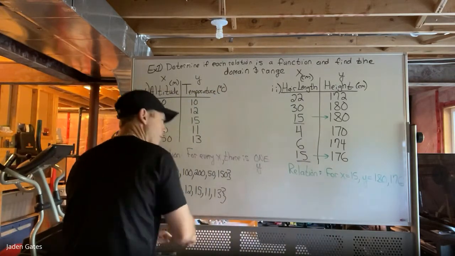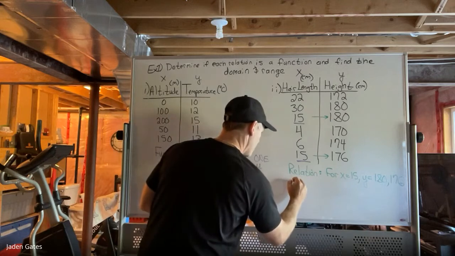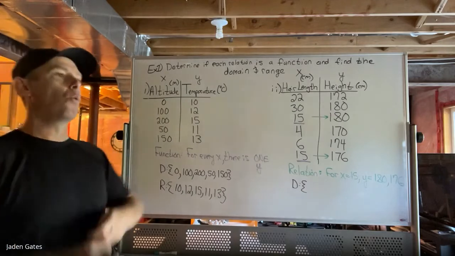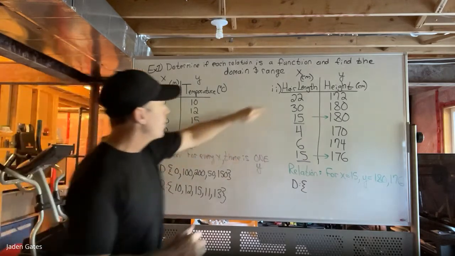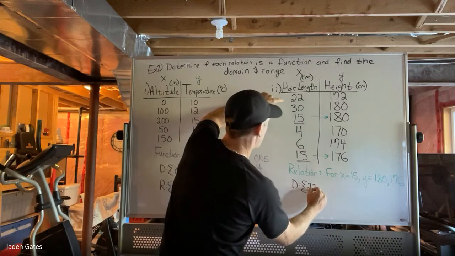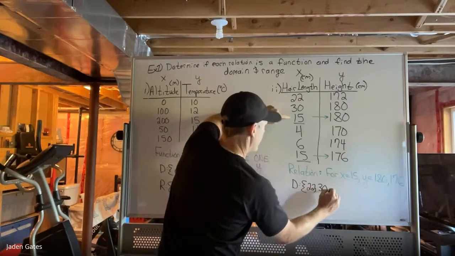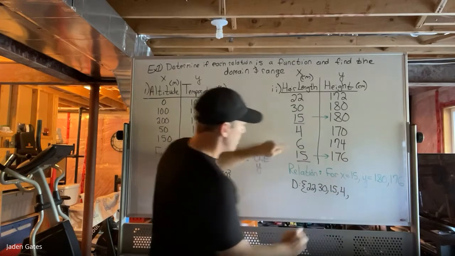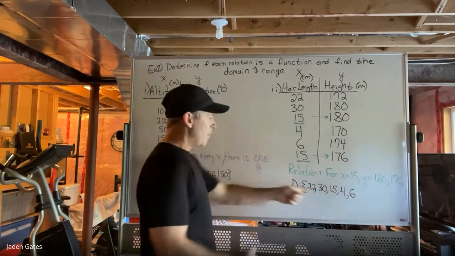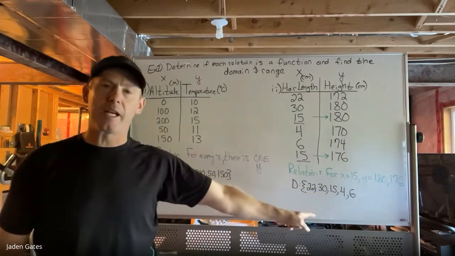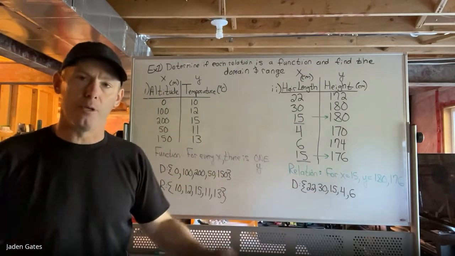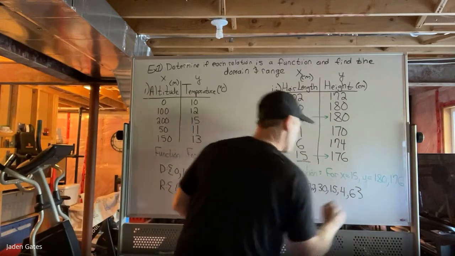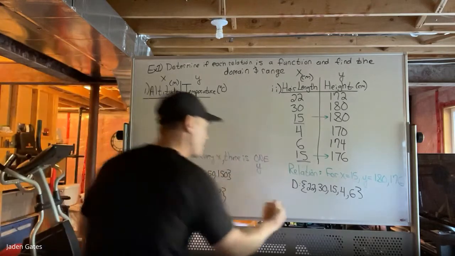All right, now the domain and range. Same idea as we did before. All right, well, the domain is what possible hair lengths could you have? Well, we had a hair length of 22, 30, 15, 4, that's more like me, 6, and then we have 15, but we already wrote 15 in there, so we don't have to write it again because it's just what's possible. We don't have to say, hey, it's there twice. We just have to say what's possible. So there's our domain.